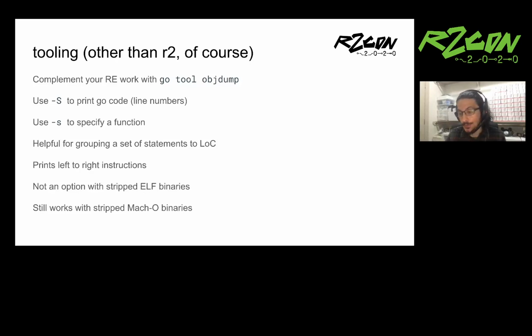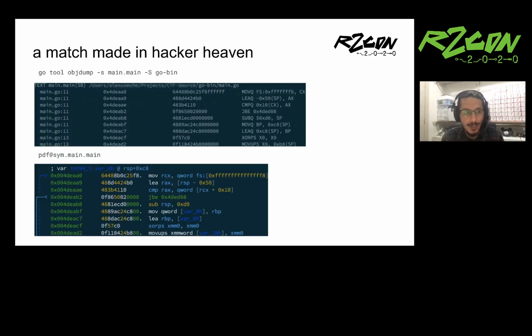However, even if you strip a Go binary on a Mac, in a Darwin architecture, you are still going to be able to use this tool, because, as we see later, the Go tools are not great at stripping symbols from Go binaries. So it's a match made in hacker heaven, really. The Go tool, being able to use Go tool objdump alongside radare2.